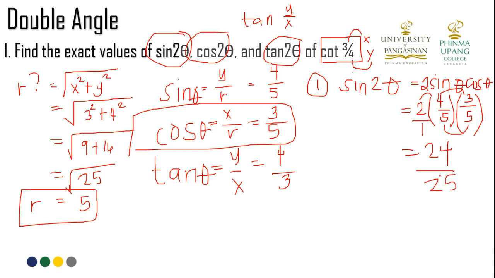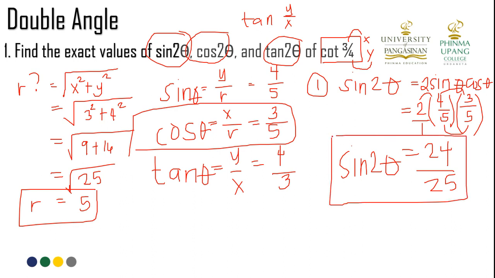Then as you can see, 24 all over 25 cannot be simplified because 24 and 25 are not divisible by each other. So this is the final answer na for the double angle of sine. So your answer must be in fraction. Okay? Fraction lang po palagi ang sagot natin dyan when it comes to double angle. Pero kapag sa half angle, I will accept your answer if it is decimal. So dito, iwasan natin gawing decimal, ha?